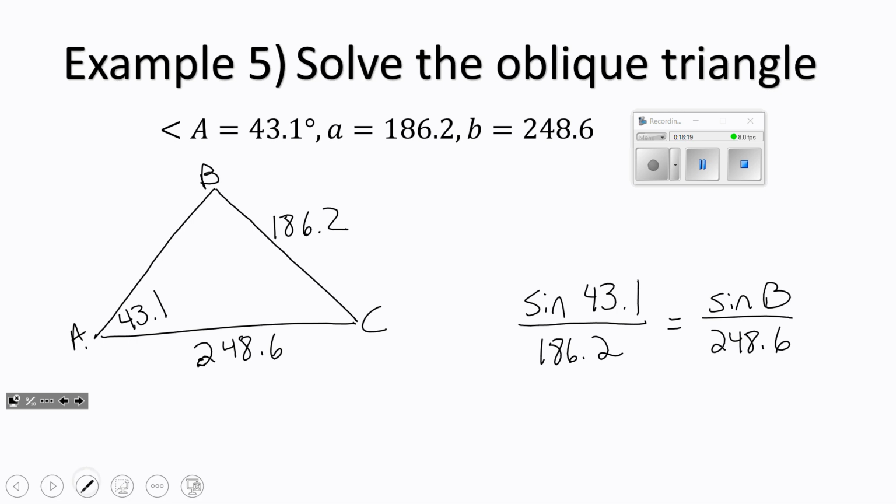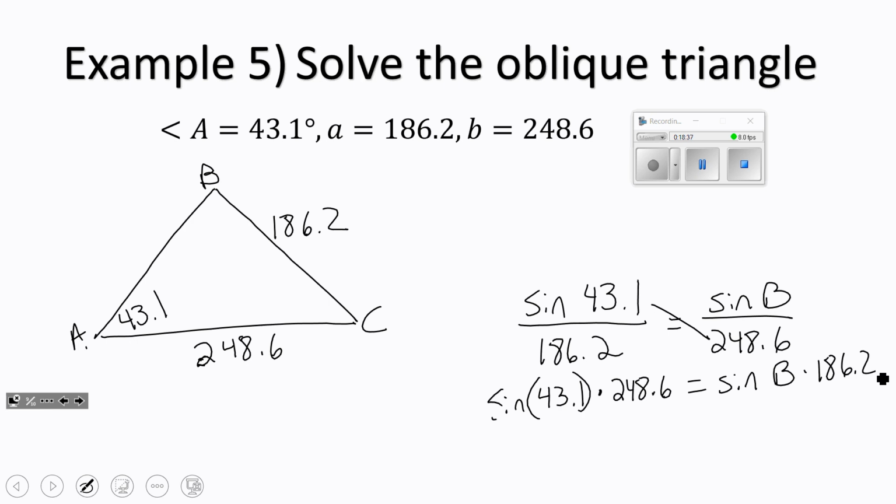And this is going to be the sine of 43.1 times 248.6. Okay? I'm going to put parentheses around that, equals the sine of B times 186.2. Okay? So what are we going to do to get the sine of B by itself? This isn't the sine of 186. This is just the sine of B. Does that make sense? So I got to get rid of this first. Okay? So I'm just going to divide by 186.2. Okay?